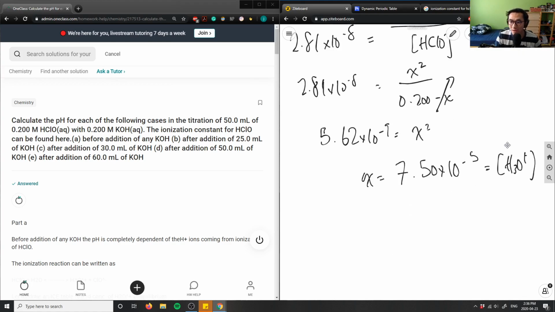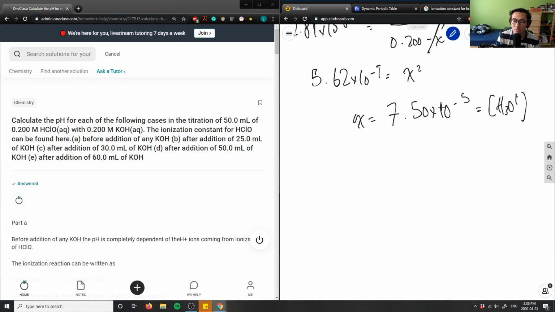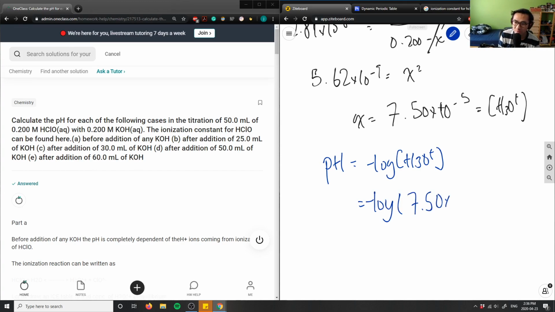And once I get that, I can simply solve for the pH. Am I solving for the pH? Oh yeah, I'm right, calculate the pH. It's the negative log of the hydronium ion here. So negative log of 7.50 times 10 to the negative 5 would give me 4.12. So the pH before we even add any base would be 4.12 here. This would be my solution for part A.